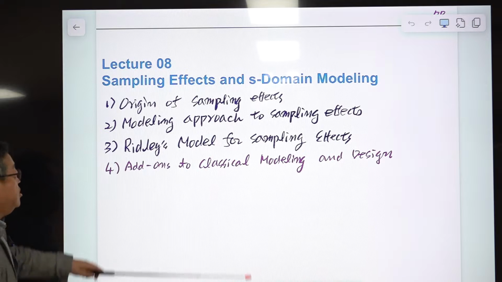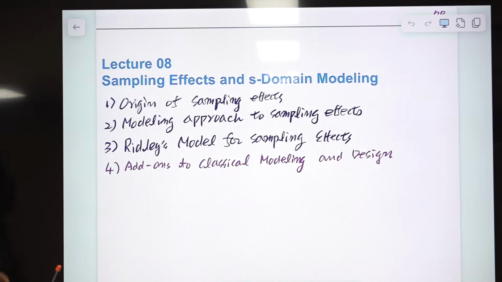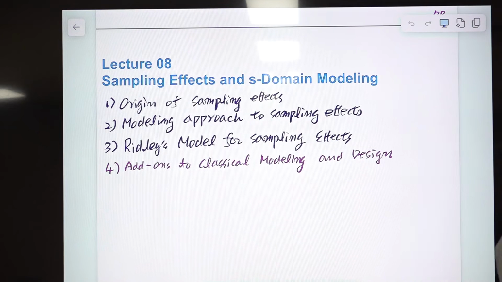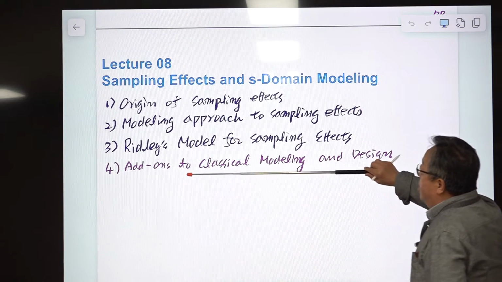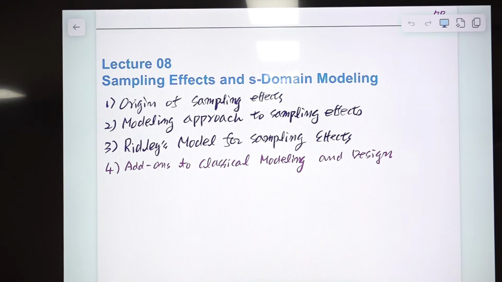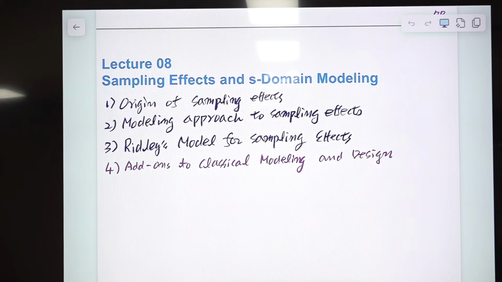And this is my personal and final comment. In the past, the sampling effect was considered something really important and really difficult. But now I found the sampling effect just adds on to the classical modeling and design. This means we retain the main frame of the classical modeling approach, the analysis method and the design approach, and we add something extra. On top of that, there is the sampling effect.